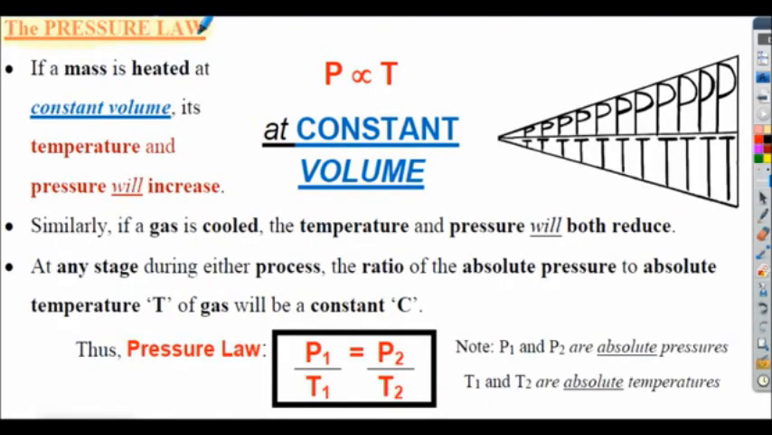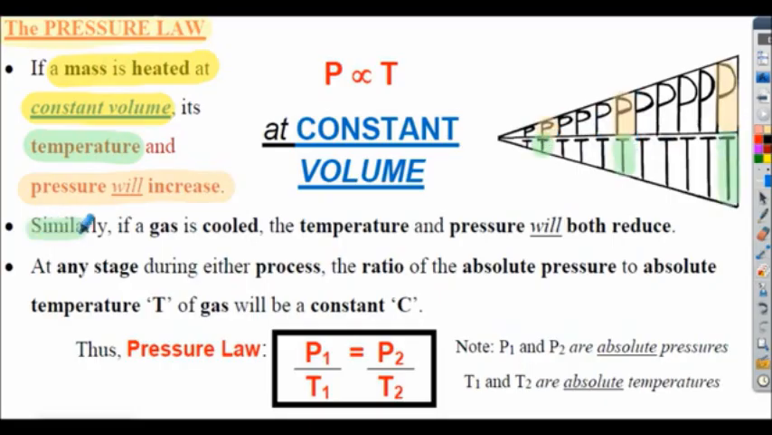Consider the pressure law. If a mass is heated at constant volume, its temperature and pressure will increase. Shown in the diagram here, increasing pressure, we have a proportional increase in temperature. Similarly, if a gas is cooled, the temperature and pressure will both reduce. So P is proportional to T, providing the volume remains constant.